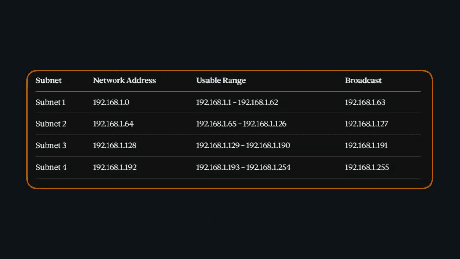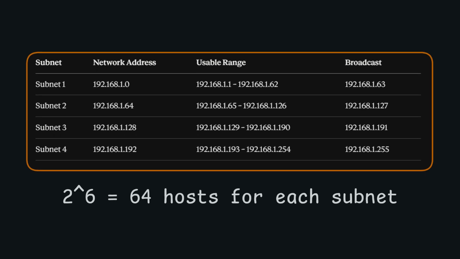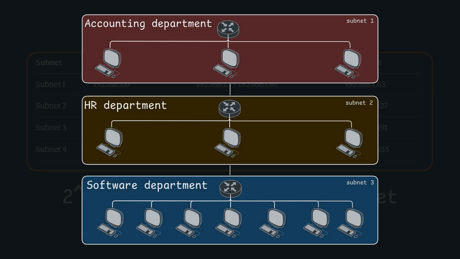Now let's calculate the IP ranges for each of these 4 subnets. How many addresses does each subnet cover? 2 to the power of 6 equals 64 addresses, so each block is 64 wide. Accounting goes into subnet 1, HR into subnet 2, the software team into subnet 3. Subnet 4 sits empty, ready for whenever a new department comes along.